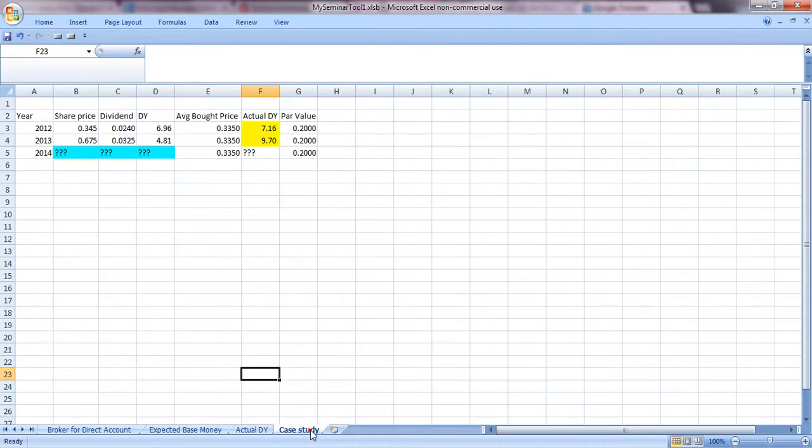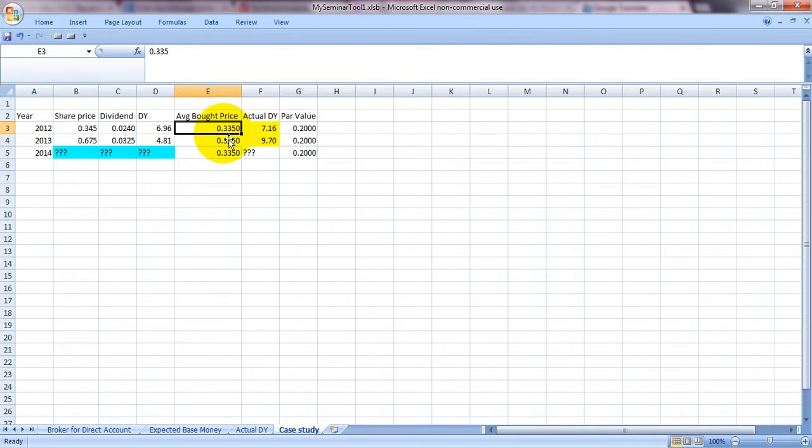In fact, you can see an actual one. This is one of the stocks I bought back in 2012. The share price I got is 0.345. The dividend I get is 0.024, so it's 7%. Moving to 2013 is 9.7, and for 2014 I'm not sure what the share price is. This share price is basically the highest share price over here.